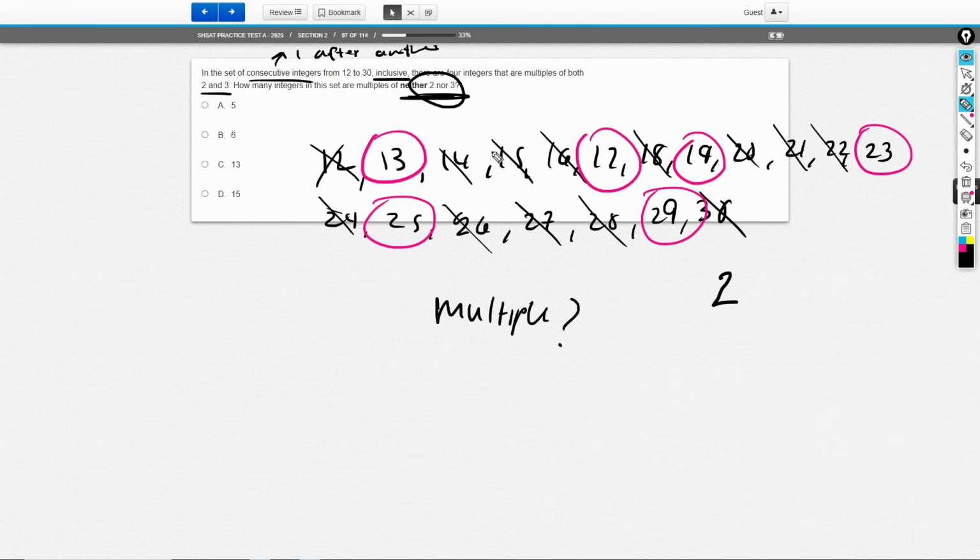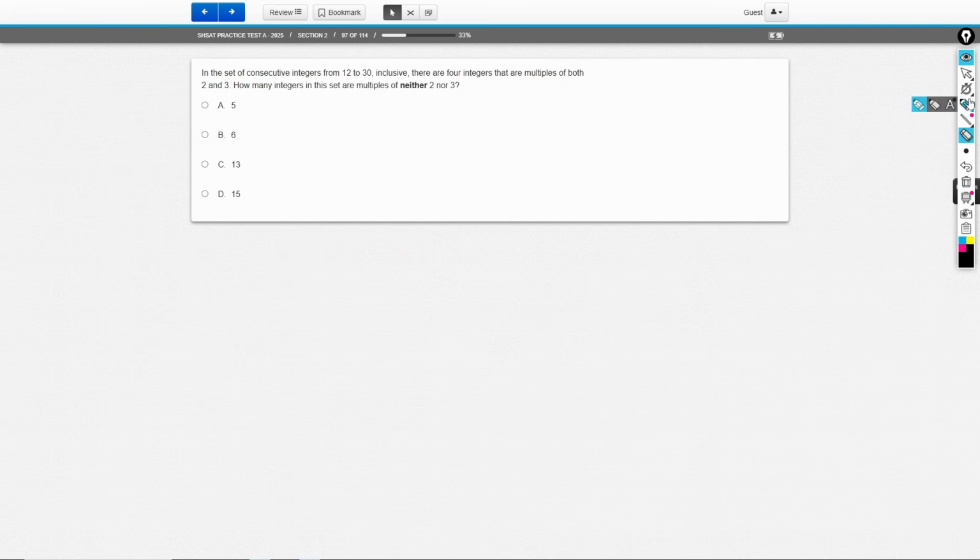All right? So 13, 17, 19, 23, 25, and 29 are the only numbers in the sequence that aren't divisible by 2 or 3, meaning they aren't multiples of 2 or 3. In total, that's 1, 2, 3, 4, 5, and 6 numbers. So this has to be choice B.